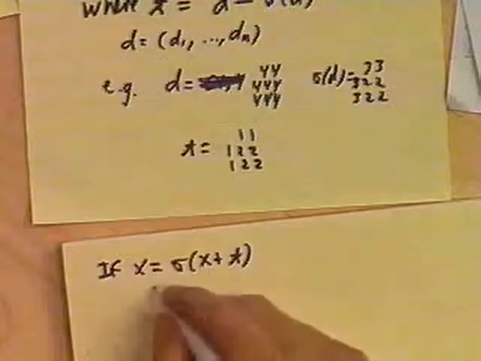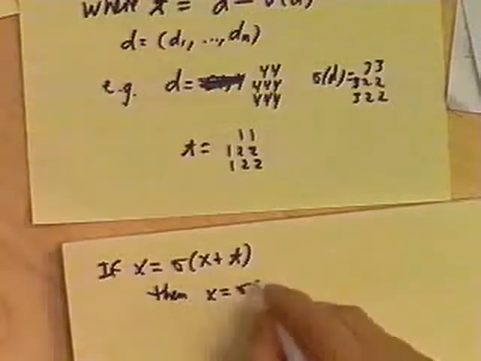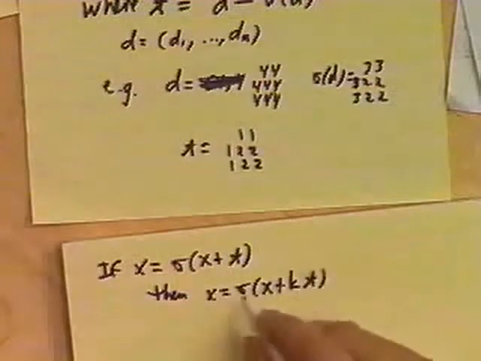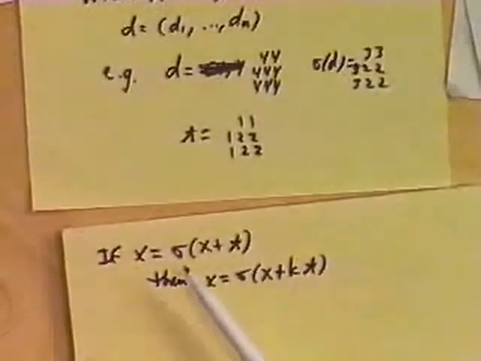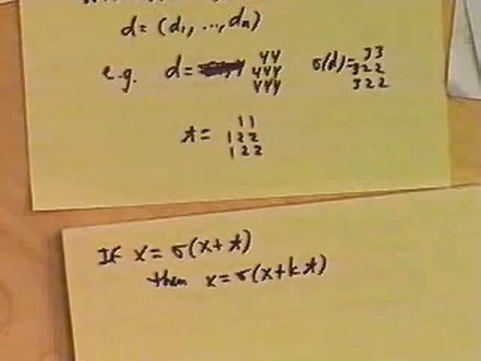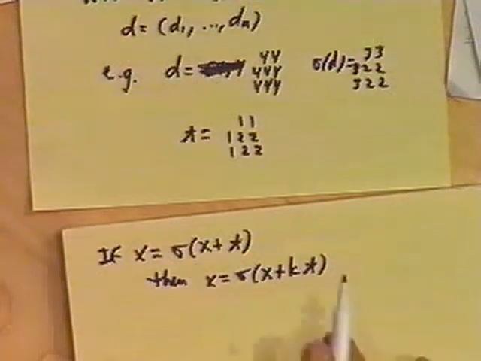So if X is equal to sigma of X plus T, then it's certainly a stable state, because sigma of anything is a stable state. Then X is also equal to sigma of X plus kT for any multiple of T. I mean, I add T and I reduce, and then I add T again, and I keep reducing. Now all components of T are positive, and so I can make k big enough so that this is the vector Y that I needed. Okay, so that's good.